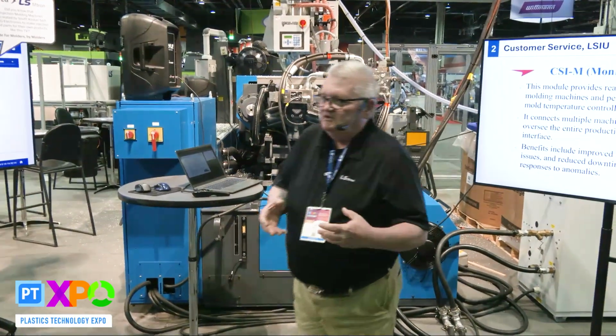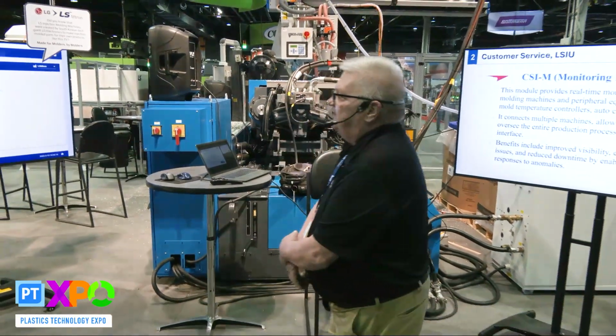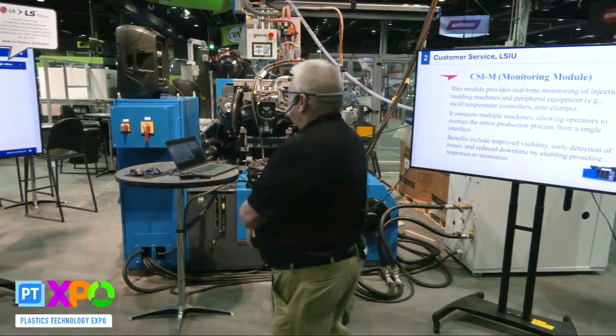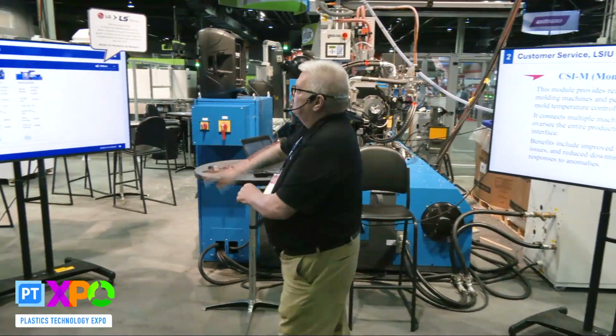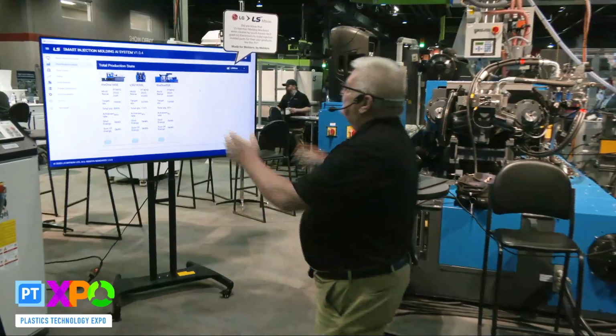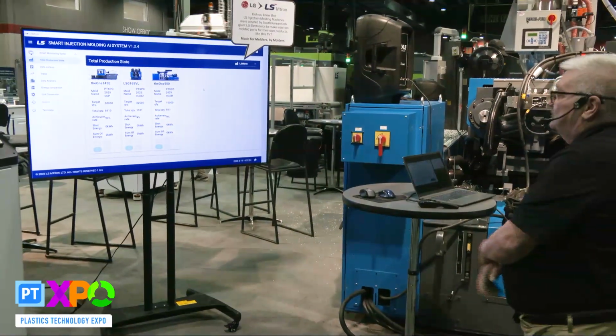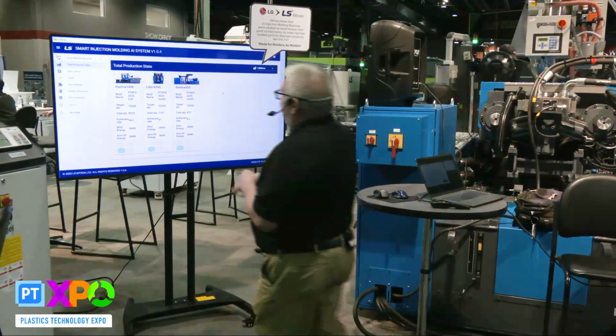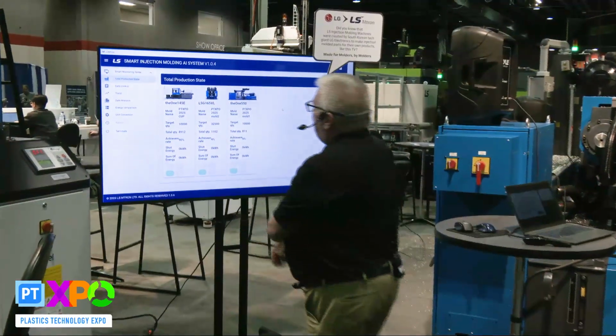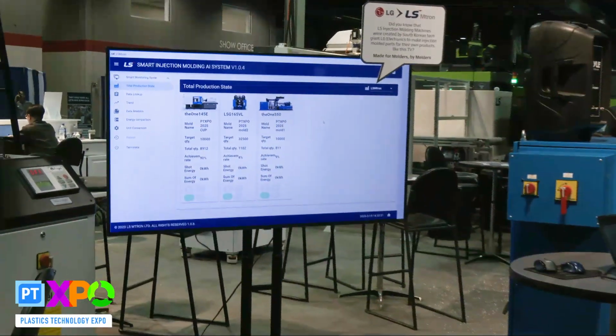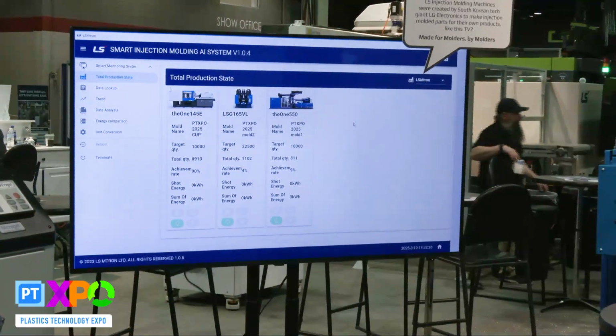The first phase of CSI will be the monitoring module. This example shows the three machines we have in our booth, and green is good, right? Right now these machines are running in cycle. We're producing product, so we're going to capture some trending data here.